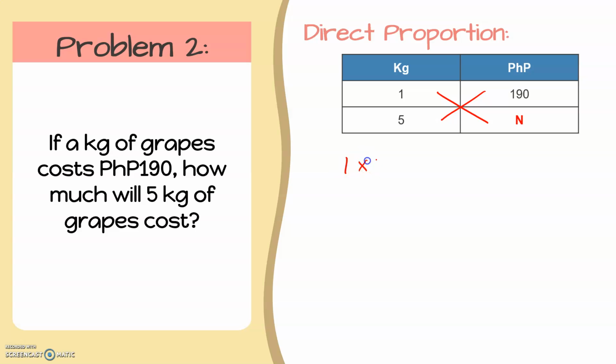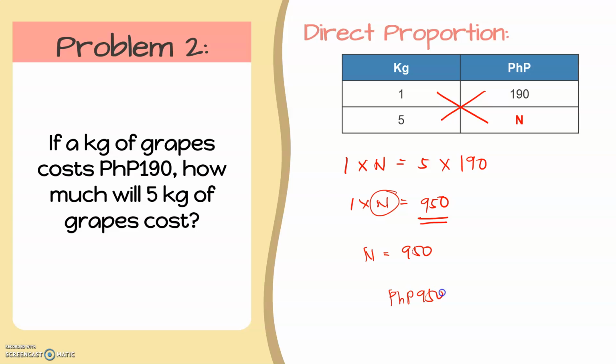So we'll have here 1 times n is equal to 5 times 190. Then 5 times 190 will give us 950. Then, for us to get the value of n, we'll just divide 950 by 1. And we all know that 950 divided by 1 will give us 950. Therefore, the price of 5 kilograms of grapes is 950 pesos.